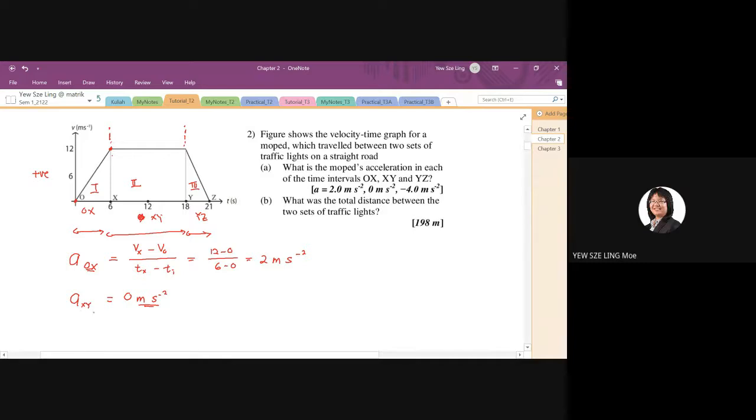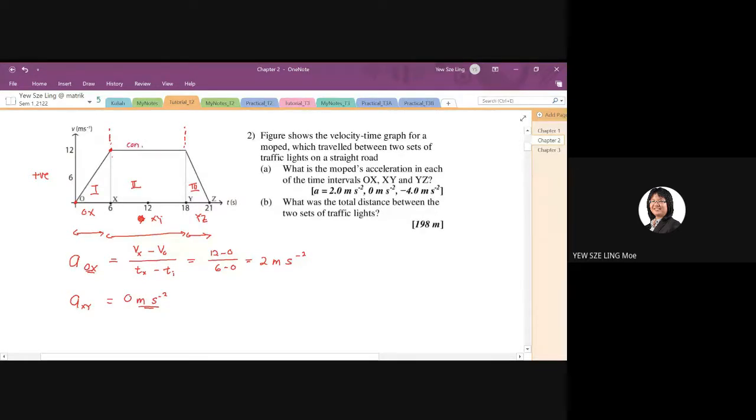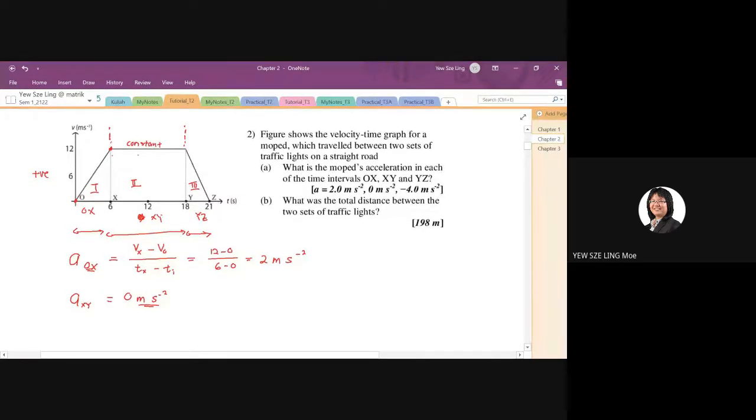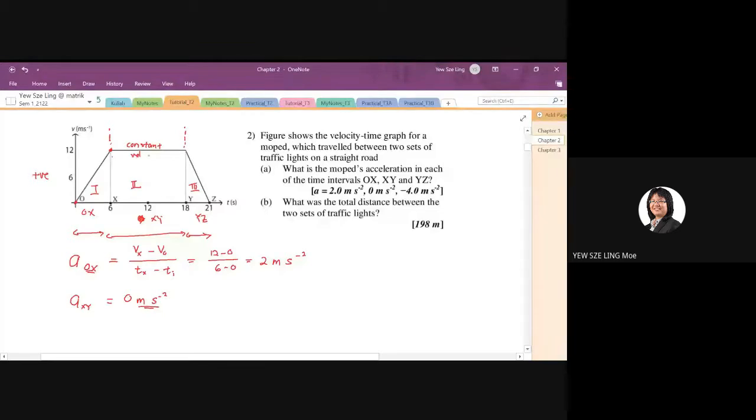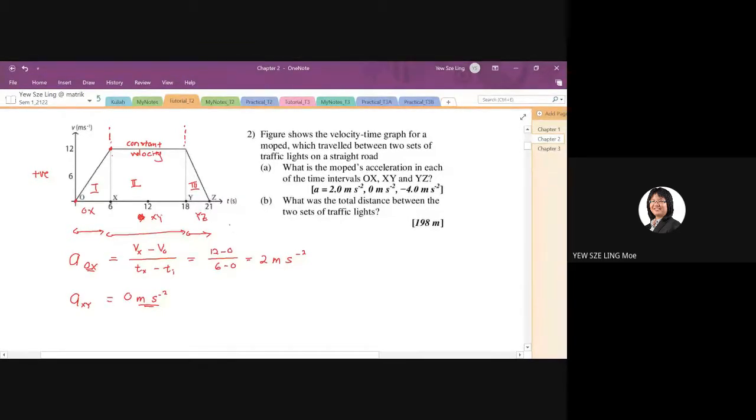So a_XY is equal to 0 because it's a horizontal line. It means that your object is moving with constant velocity. Constant velocity, like we discussed just now, has 0 acceleration. All right, so from X until Y, done.